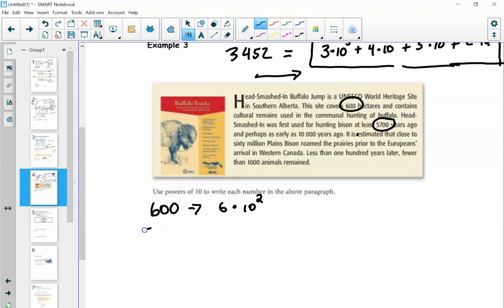5,700 years. Okay, so the next one is 5700. Okay, we've got an extra. We only had one integer in this one. We've got 2 here that we've got to deal with. So let's start with the 5. I always start with the far end. 5 times 10 to the power of.